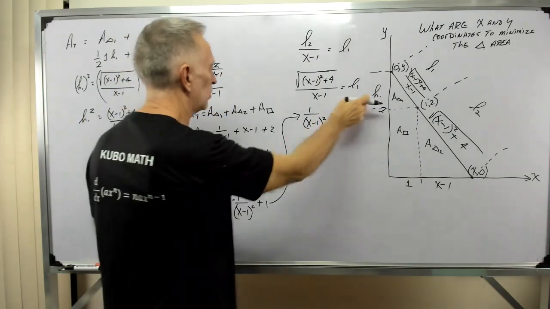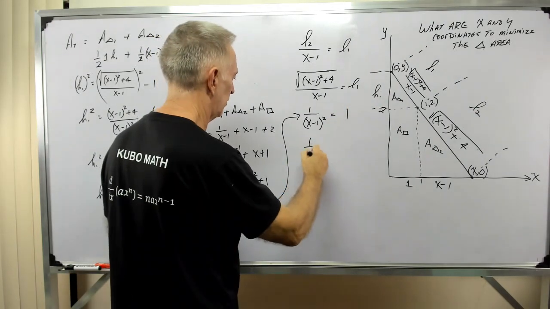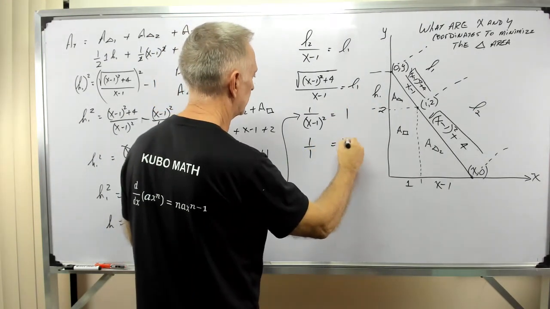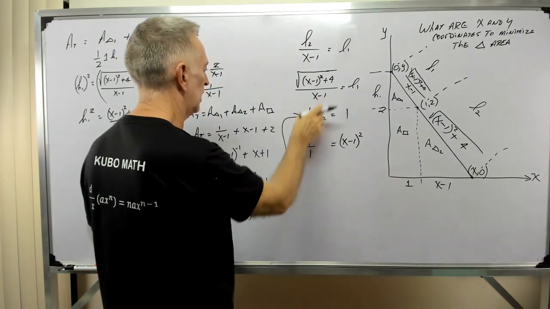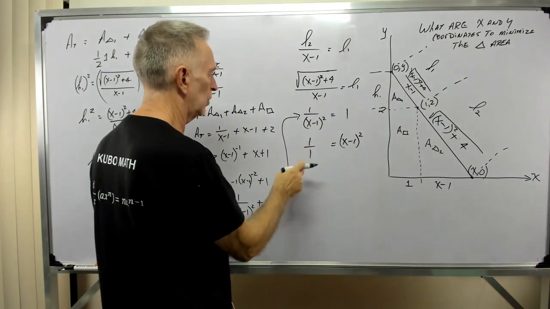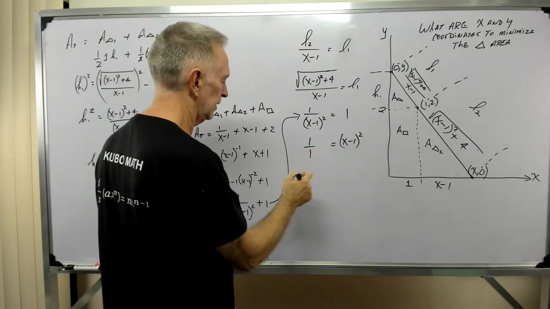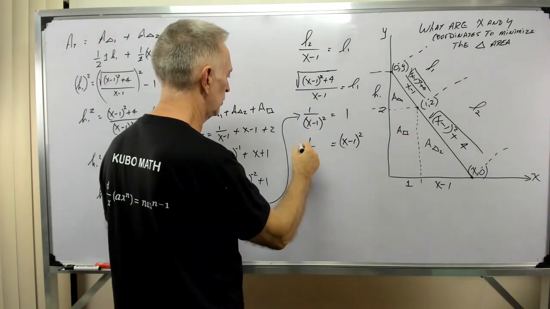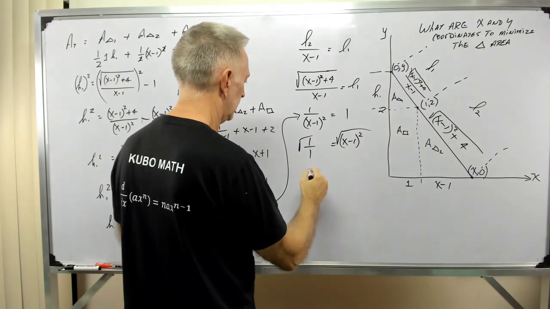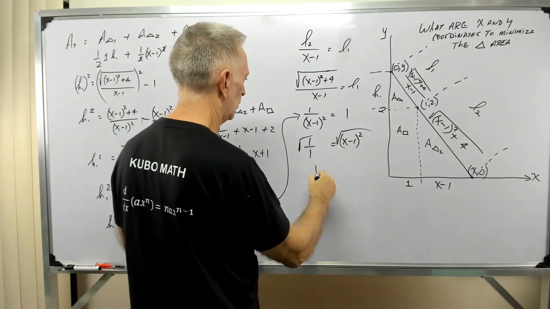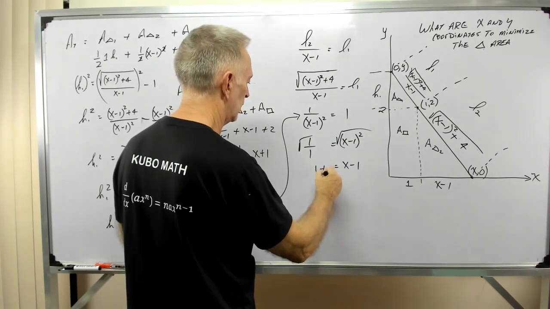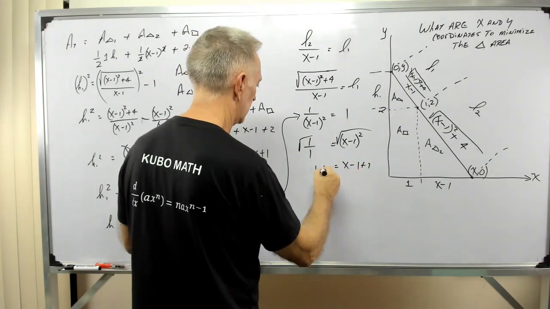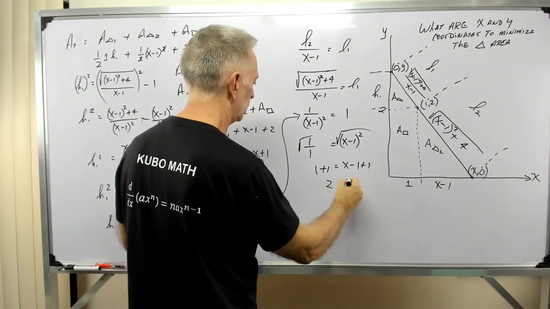So now I'm going to divide by the other, so I have 1 over 1 equals (x minus 1) squared. So I divided by 1 here and multiplied by (x minus 1) squared over 1. Okay, so now I'll just take square root of both sides. Square root of 1 over 1 is 1, so that equals x minus 1. Add 1 to both sides. 2 equals x.